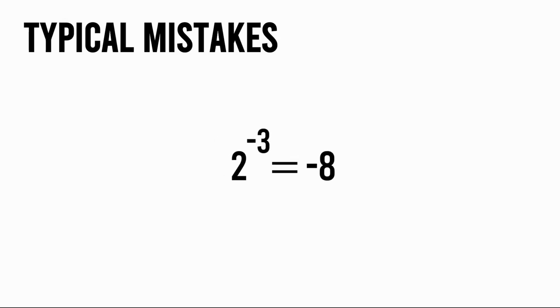Another typical mistake is to think that a negative exponent gives us this type of result. 2 raised to the power of -3 is equal to -8. This is wrong.